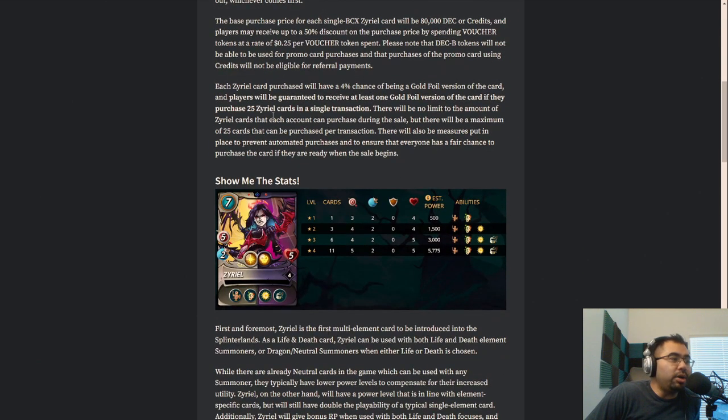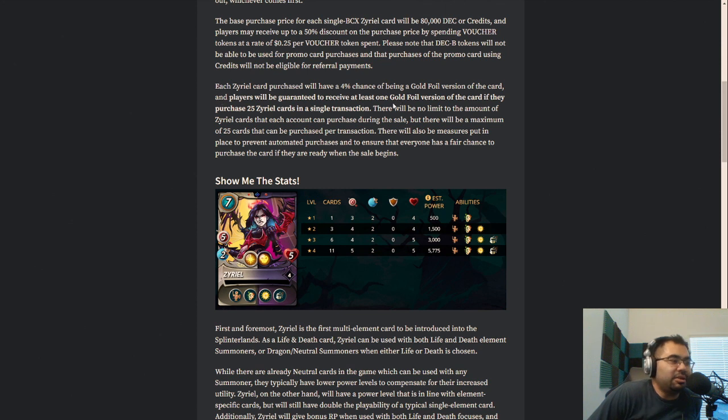So you also have a chance of it being a gold foil. But the cool part about this is that you can get guaranteed gold foils if you purchase 25 in a single transaction. Now, who the hell needs 25 in a single transaction? I mean, at that point, you have more than two max versions. So this is really just a gift to the whales, which is fine because you've got to give the whales some food. So for those who want to purchase that much and have multiple copies of this and get a gold foil copy, it's going to make sense.